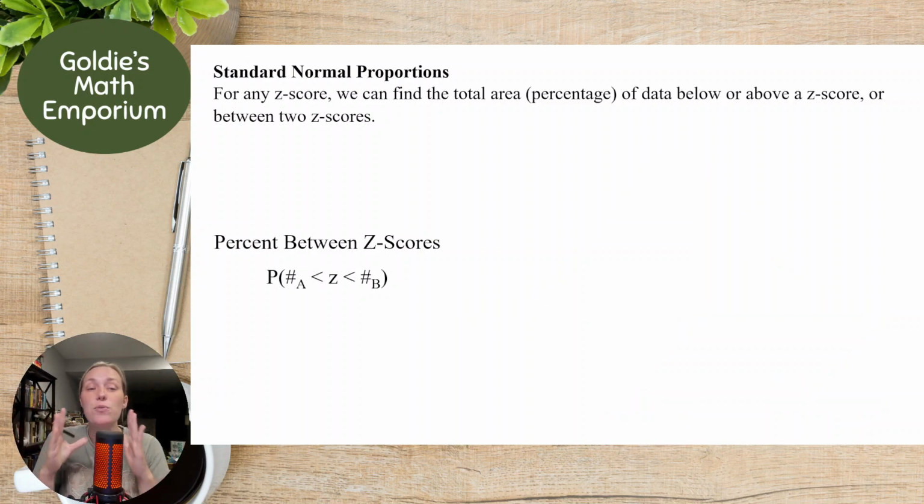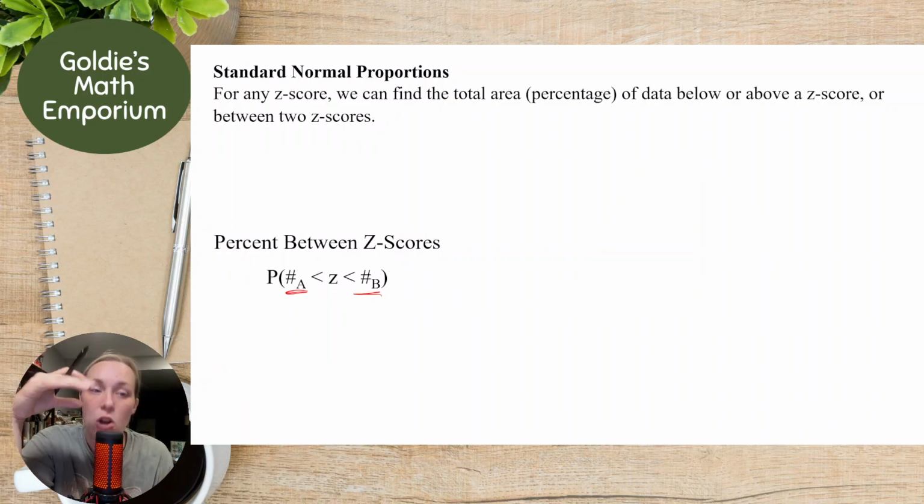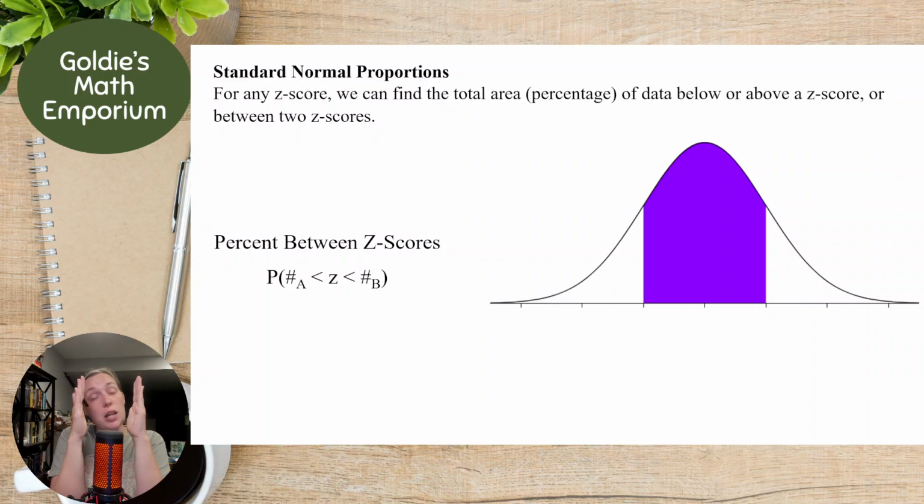So if I have two z-scores, I'll just call them number A and number B, but these are going to be two z-score values. What percent lie between those two z-scores? This is what it might look like. It could be symmetric. A lot of them are symmetric, but it might be unsymmetric. Okay. It might not be.